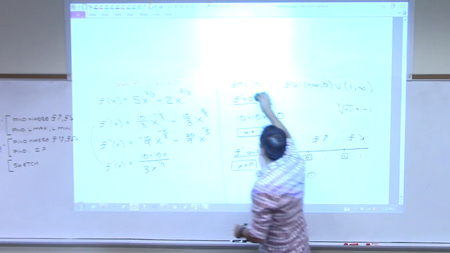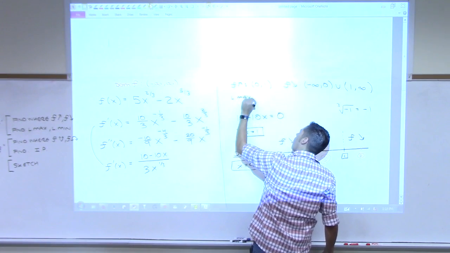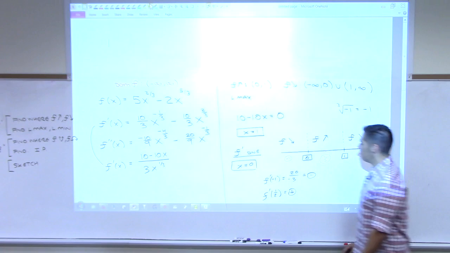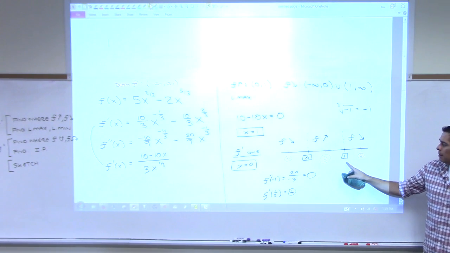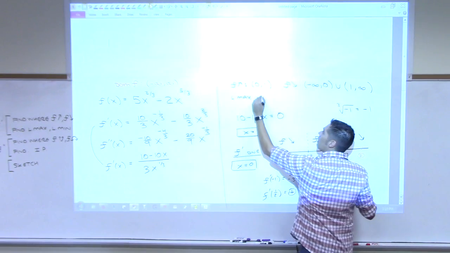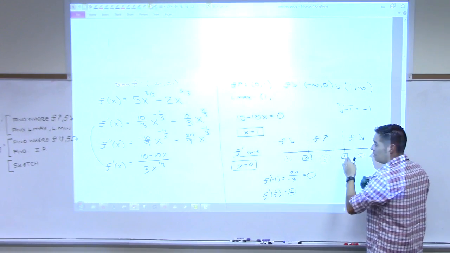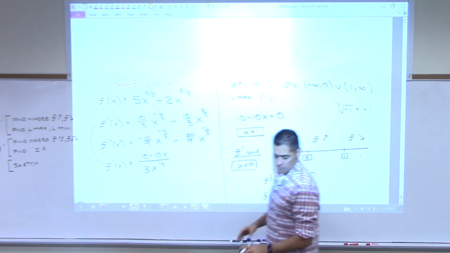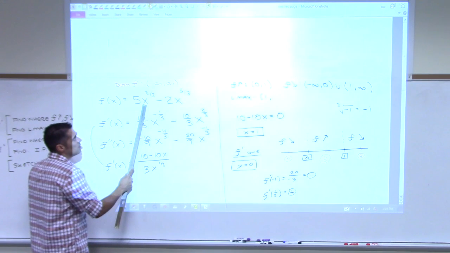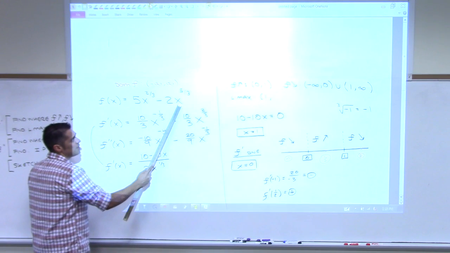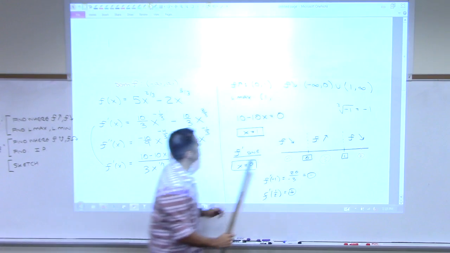How about local max? Do we have one? At 1, this is where it's happening, right? But we don't know what the y value is. So I'm going to write it like this. It's 1, and then this is a point on my graph. Let's plug 1 into the function and see what happens. What's 1 raised to any power? 1. So this really is 5 minus 2, which is 3. Okay, that's not so bad.